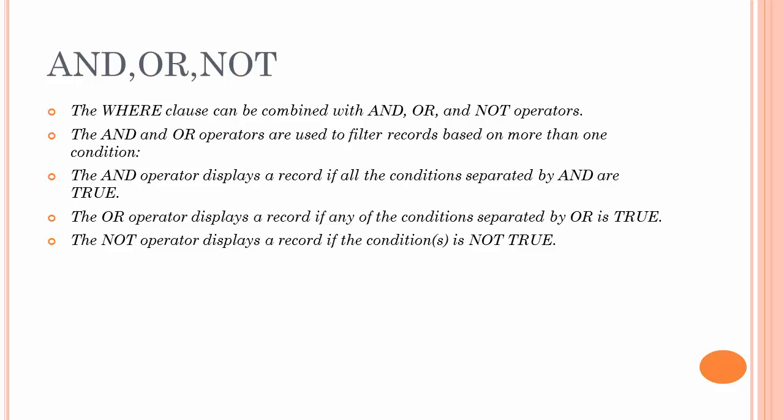The AND operator displays a record if all the conditions separated by AND are true. The OR operator displays a record if any of the conditions separated by OR is true. The NOT operator displays a record if the condition is not true. Let's see the syntax of these operators.